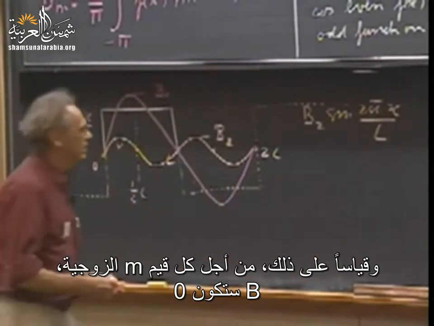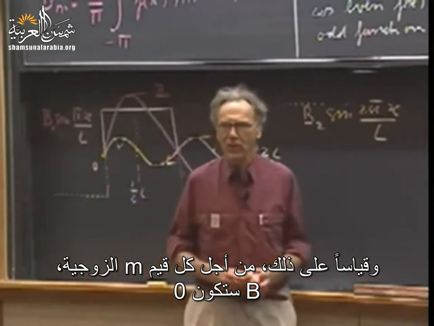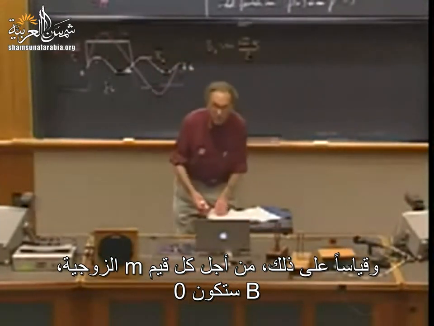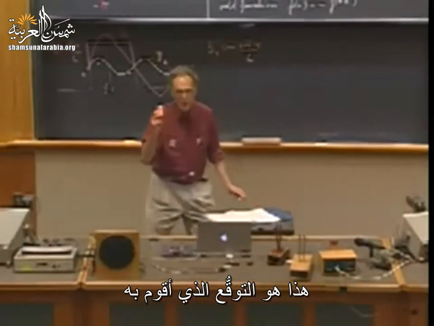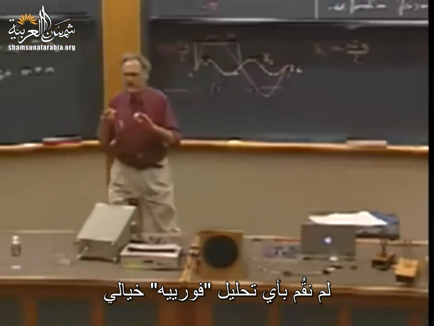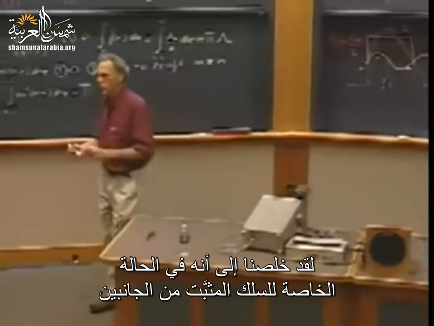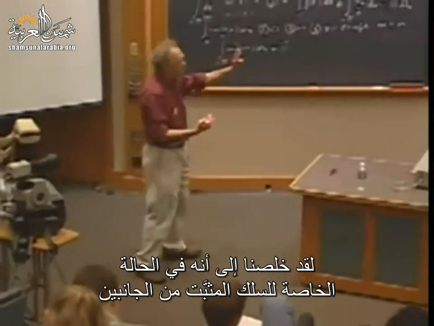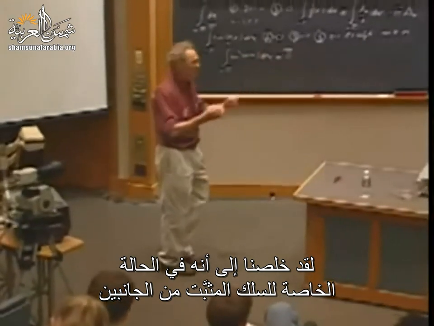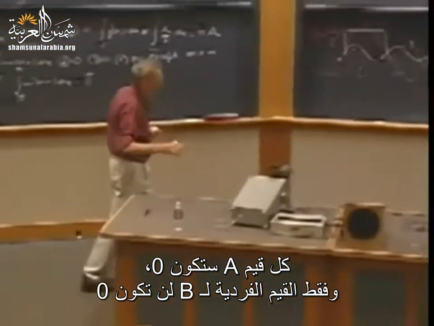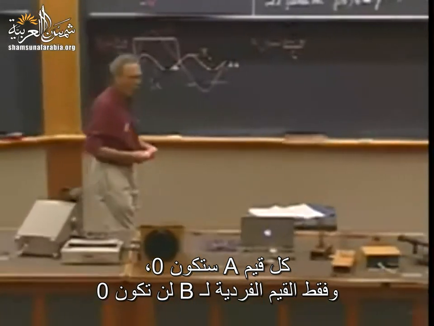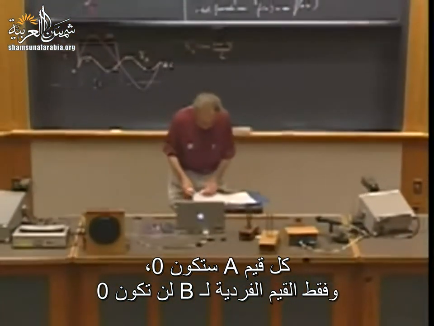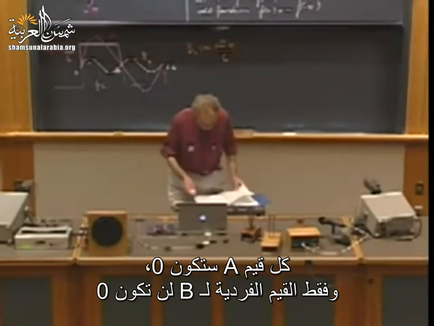And by analogy, all even values of M, B will be 0. So this is a prediction that I make. We haven't done any fancy Fourier analysis. We have already concluded that for our specific function, for our specific string, which is fixed at both ends, all values for A will be 0, and that only for odd values of M for B will we get non-zero answers.